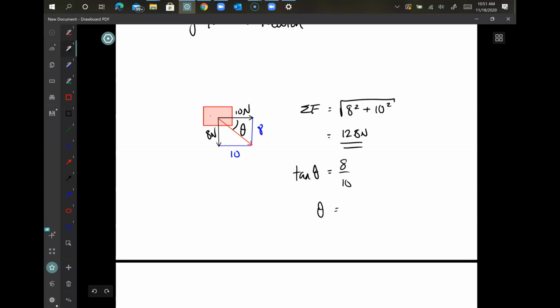Giving us theta equals the inverse tangent of 8/10. And that was, let me see, what was it? Inverse tangent of 8/10. 38.7 degrees. So that's how we would find the net force acting on that object.